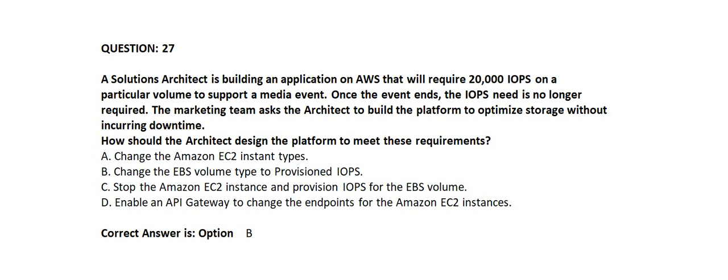Option A. Change the Amazon EC2 instance types. Option B. Change the EBS volume type to provisioned IOPS. Option C. Stop the Amazon EC2 instance and provision IOPS for the EBS volume. Option D. Enable an API gateway to change the endpoints for the Amazon EC2 instances. Correct answer is option B. Change the EBS volume type to provisioned IOPS.